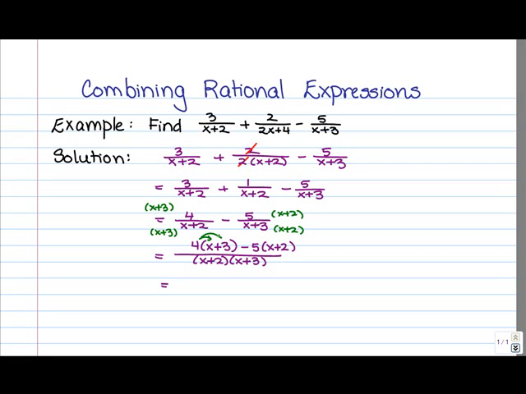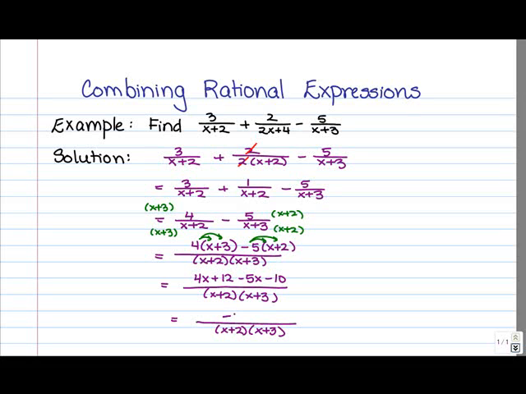So the 4 multiplies in through the x and the 3, and the negative 5 multiplies through the x and the 2, and so in the denominator we still have x plus 2, x plus 3, and in the numerator we have 4 times x, which is 4x, plus 4 times 3, which is 12, minus 5 times x, and minus 5 times 2, which is negative 10. If we collect like terms in the numerator, in the denominator we still have x plus 2, x plus 3, and in the numerator 4x minus 5x gives us negative x, and 12 minus 10 gives us negative 2.